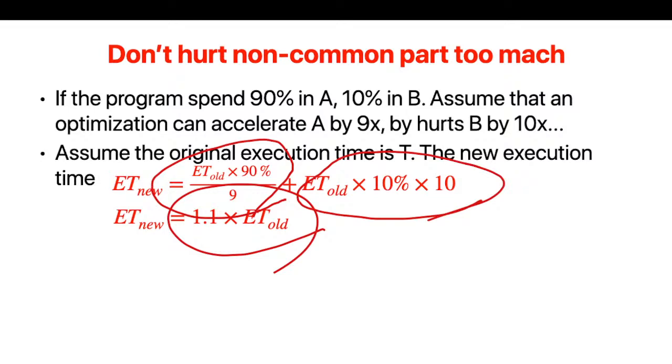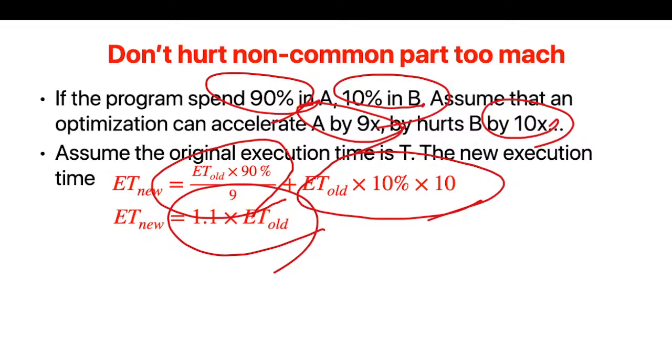So this is an example that it seems like optimizing 90% of the case by 9 times is a good thing. However, it hurts another part by 10 times, and you saw that 10% is not going to hurt you a lot. But if you add it up together, it's actually bringing you a slowdown. Right? So in a lot of cases, it will be like that when we are doing GPU computation.